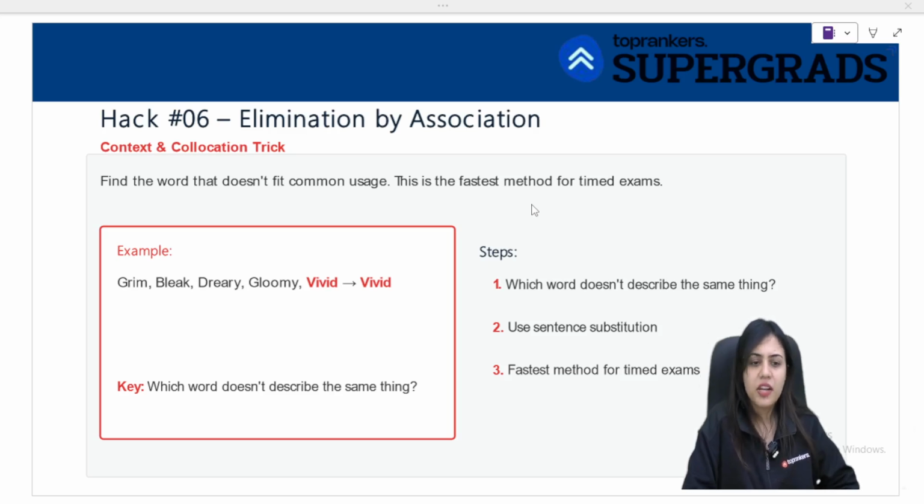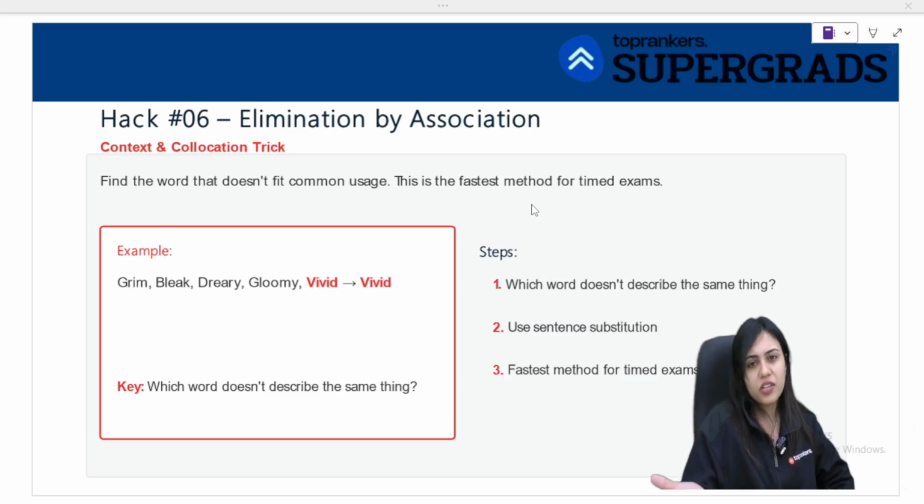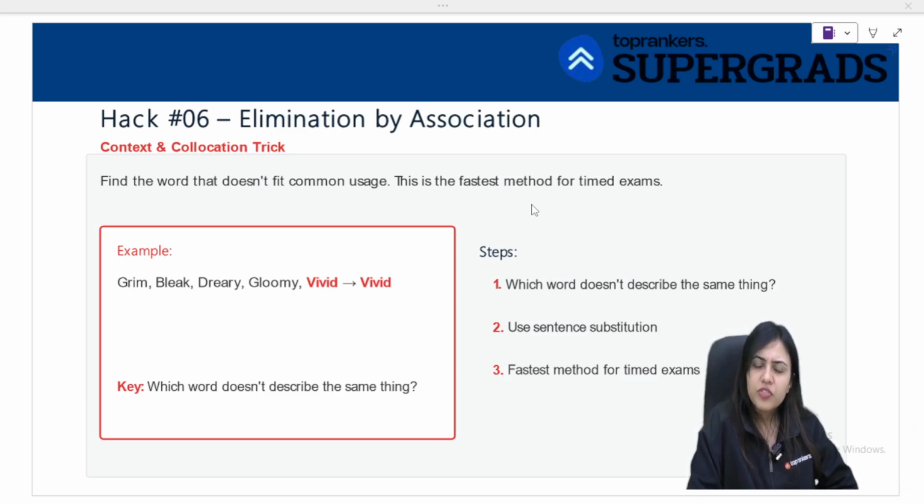Something which is grim is sad, dark, gloomy, and when it comes to vivid, it means bright, I would say, a combination of colors, something which is resplendent in a way. So which word does not describe the same thing? You need to identify that. Which sentence does not describe the same thing? So use sentence substitution there. Ask yourself the question, which one feels like a stranger in this very paragraph? And if you start using this technique, automatically things are going to be very easy going for you.